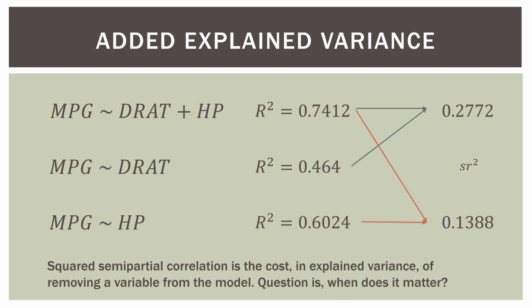So squared semi-partial correlation is the cost or the value in explained variance of removing or adding a variable from the model. Now our question when model building is, when does it matter? So if the R square goes up, does the change in that R square increase actually make a statistical difference? Or are we better off just leaving it out of the model and going with the simpler version? Because remember, we're trying to build the simplest model that explains the most variance in the dependent variable.